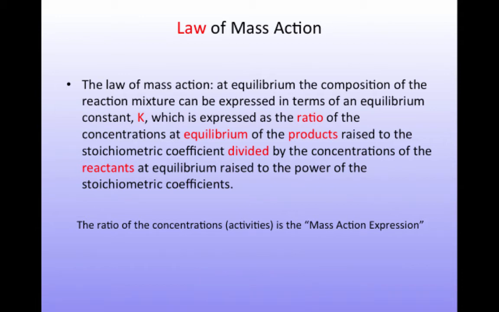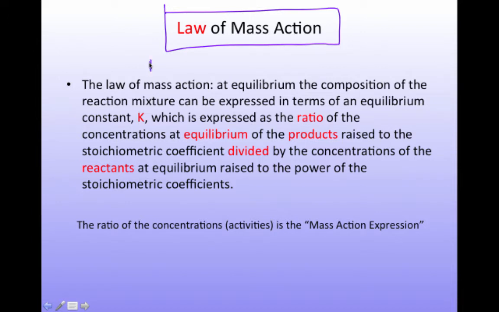So this thing that we've been writing down, products divided by reactants, everything raised to their stoichiometric coefficient, is called the law of mass action, or the so-called mass action expression. And so this ratio that we have of the activities is this mass action expression, and it is equal to K when the concentrations are the equilibrium concentrations.